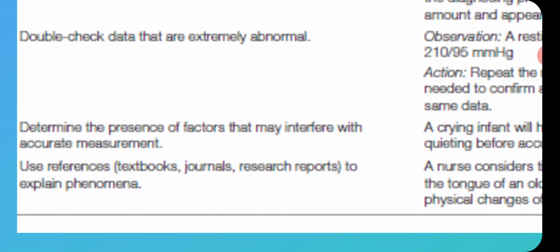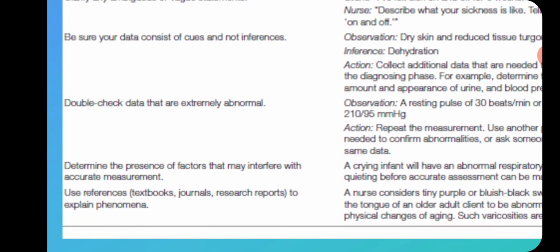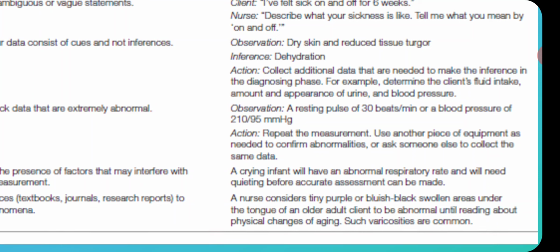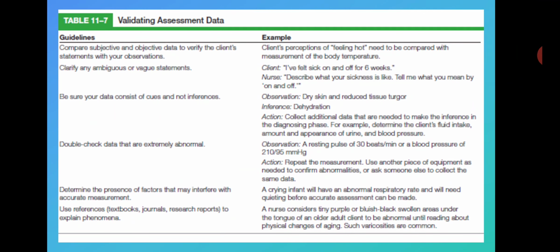Next is determine the presence of factors that may interfere with accurate measurement. For example, it is expected that you will have a high respiratory rate result if you count the respiratory rate of a crying infant, right? So you might need to count the RR again when the client is asleep or is not crying. Okay, so that's for validation of data.